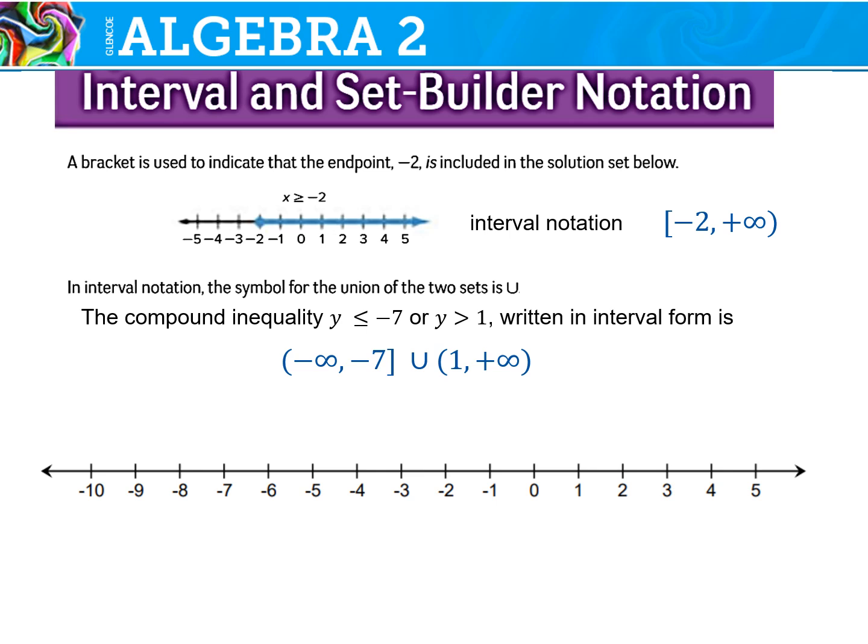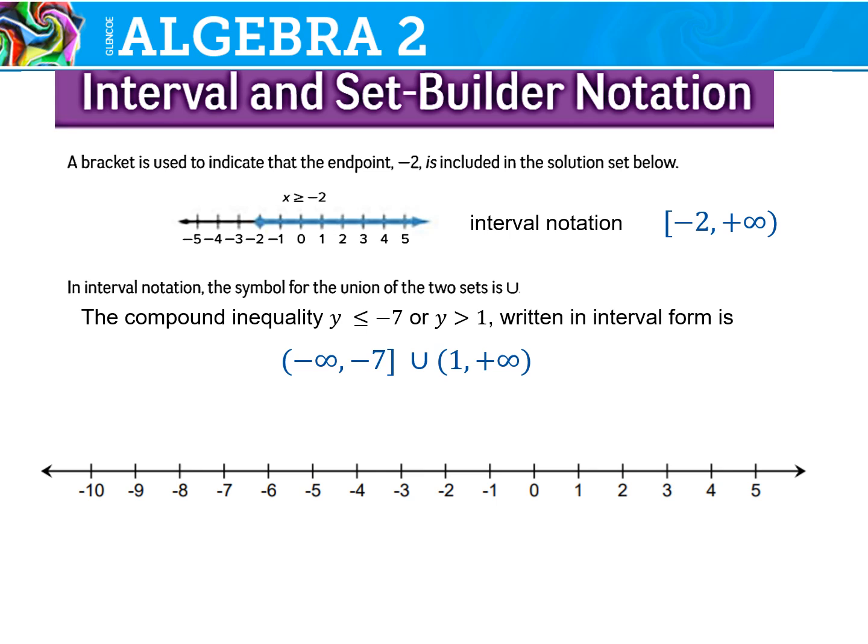Here's another one. A bracket is used to indicate that the endpoint negative 2 is included in the solution set below. So there is our graph. The inequality is x is greater than or equal to negative 2. So the lowest value is negative 2. We start with that, but there's a bracket because it's included. And we keep going to the right, which is going to positive infinity. And since we can't ever quite get there, we use a parenthesis at the end.